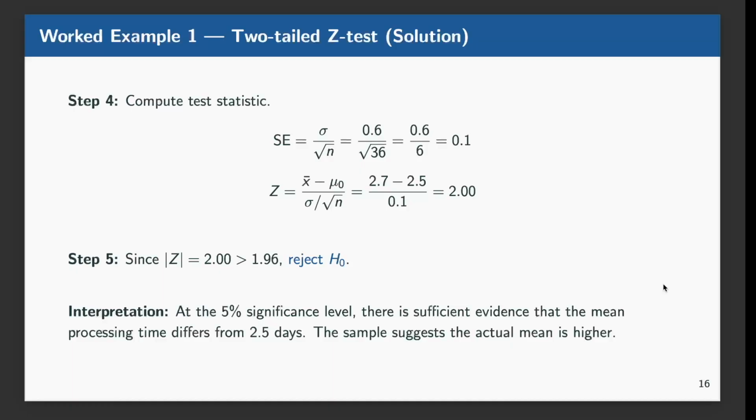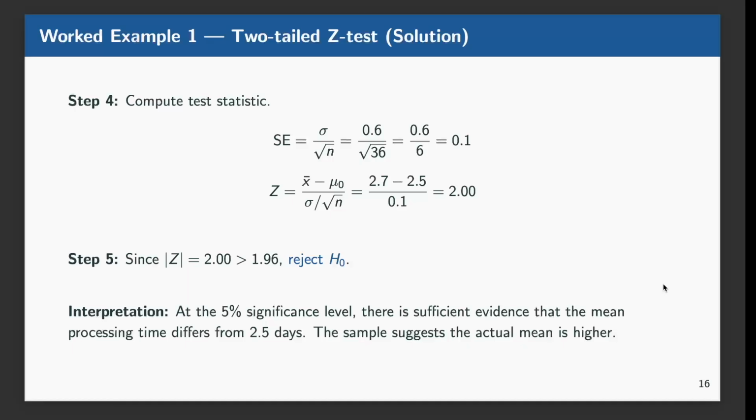Step 4. The actual computation. The standard error is the typical size of the gap we would expect between a sample mean and the true population mean, purely from ordinary random sampling, and it equals sigma over the square root of n. 0.6 divided by the square root of 36, and the square root of 36 is exactly 6, gives us 0.1. Now we standardize. Z equals x bar minus mu 0, divided by that standard error we just calculated. That is 2.7 minus 2.5, divided by 0.1, which works out to exactly 2.00.